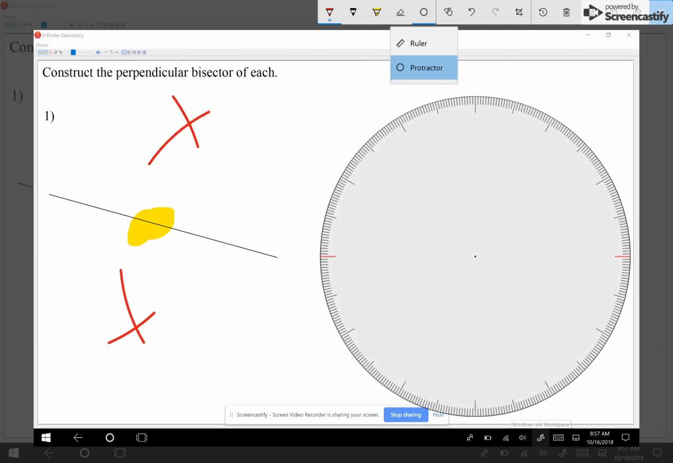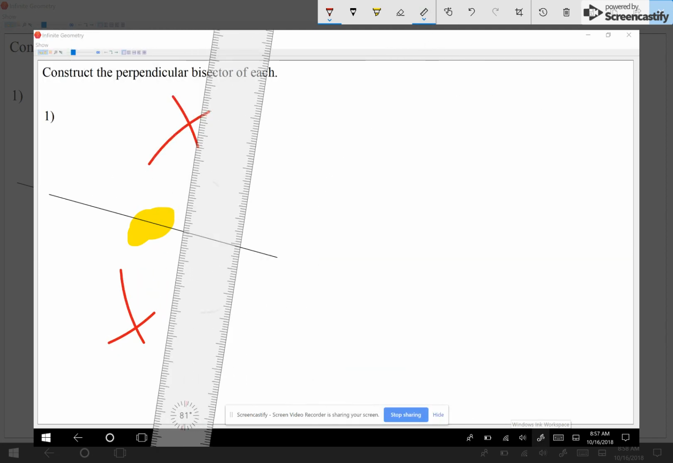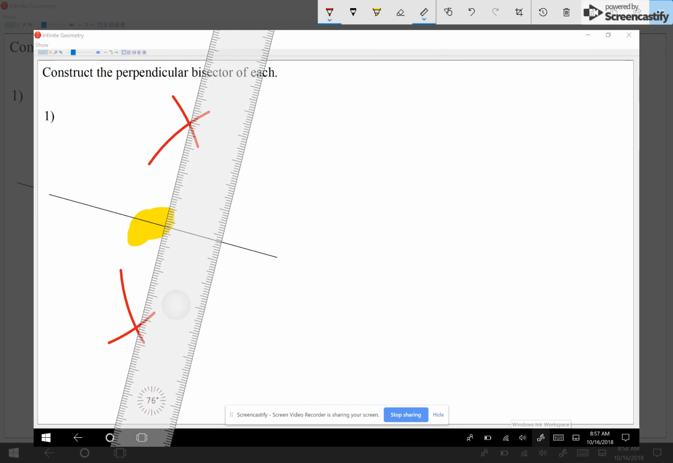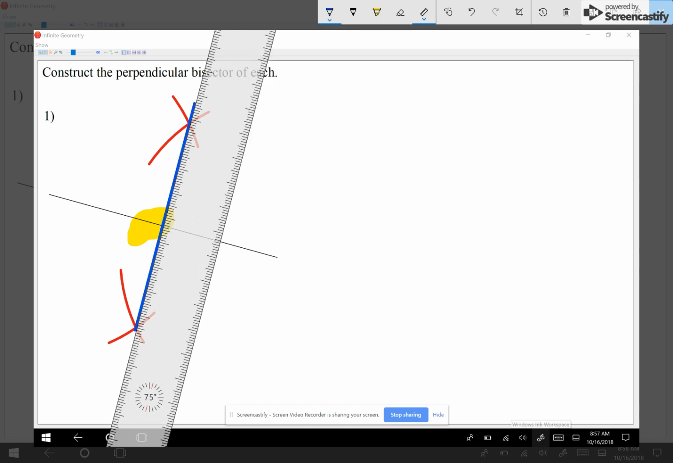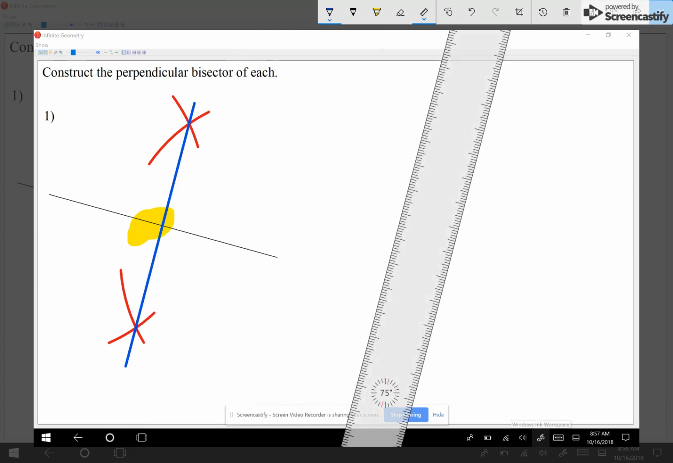Now I take a look at my picture. I'm going to connect my intersections, and that segment not only goes through the middle of my given segment, but it also crosses at 90 degrees. So that's all we do on that one.